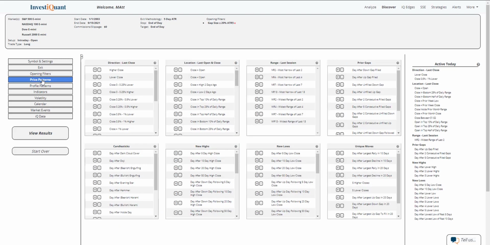Next, I want to go to the price patterns library. And I want to say that yesterday closed at a 10-day low. I'm going to grab that from the new lows category. I'm going to hit equals here next to day after 10-day low close. That adds it to the header section.